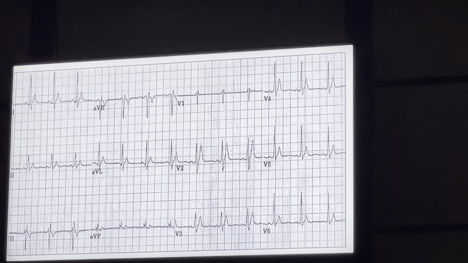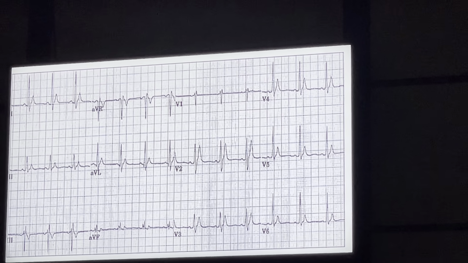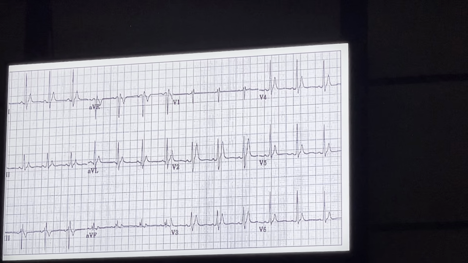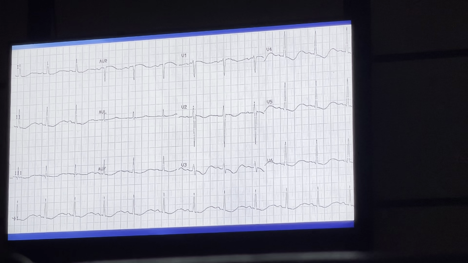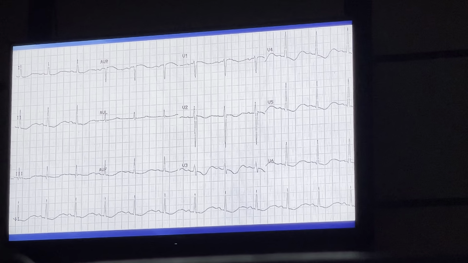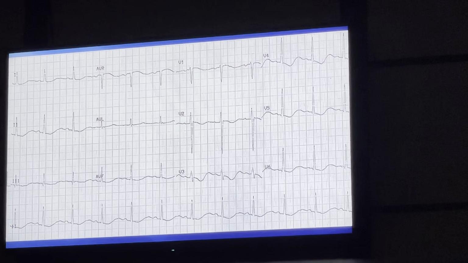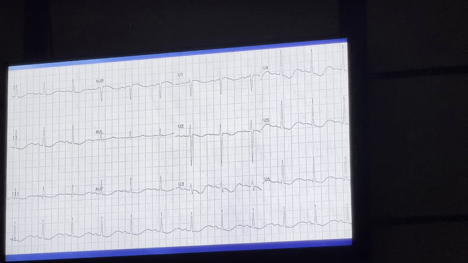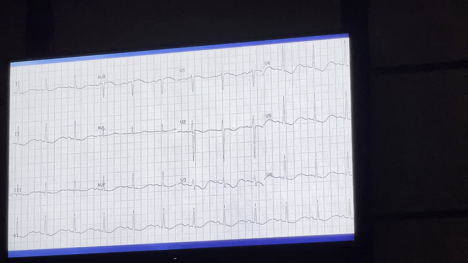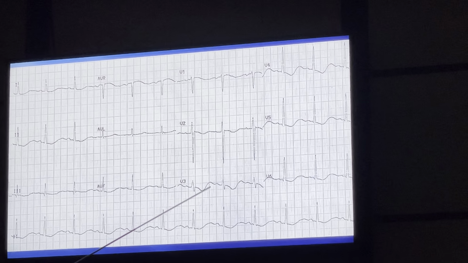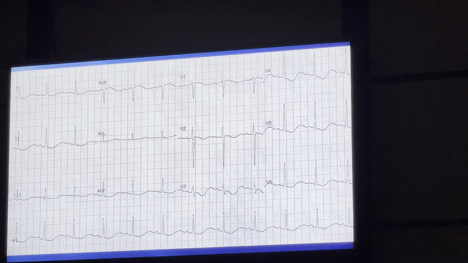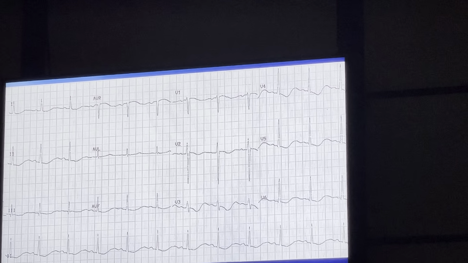Next. So what is this? Short QT. Next. So what is this? Long QT. And U wave is there or not? Hypokalemia. So when there is U wave, should we count U wave in the QT segment or not? Depends. Next.